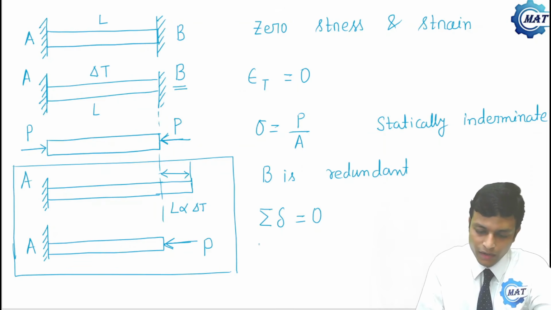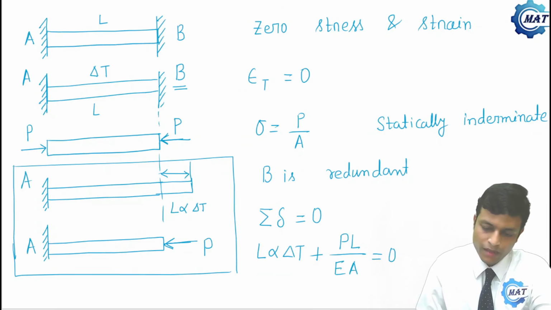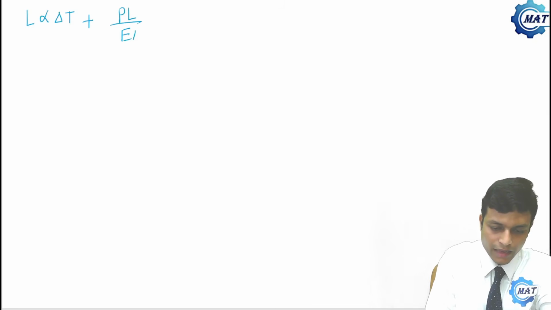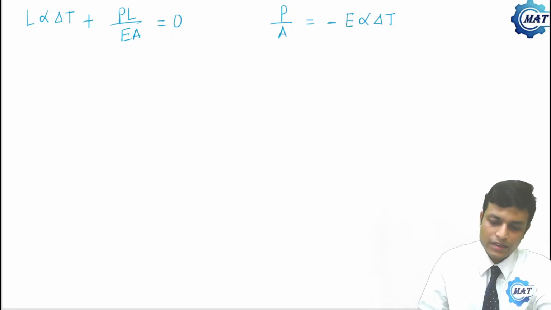So what is the thermal elongation? L alpha delta T is the thermal elongation. Now the compression by support B will be P L by E A, where length is L, modulus is E, and cross-sectional area is A. That is equal to 0 in total. So the equation we get is L alpha delta T plus P L by E A is 0. That is, P by A is E alpha delta T. Obviously, there will be a minus sign.